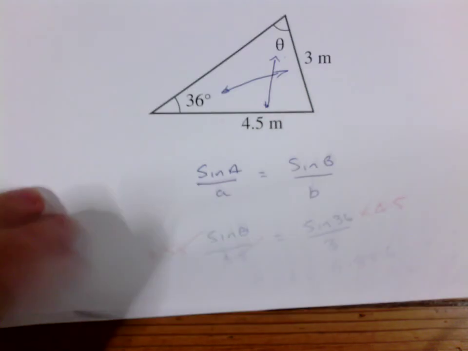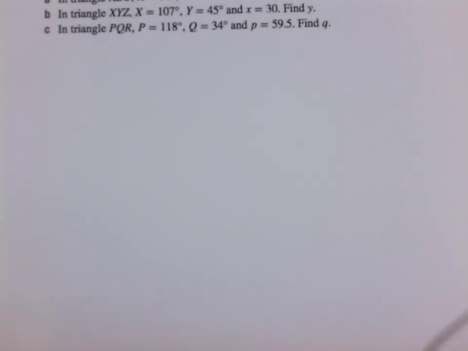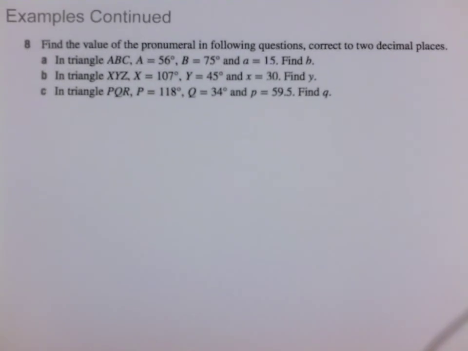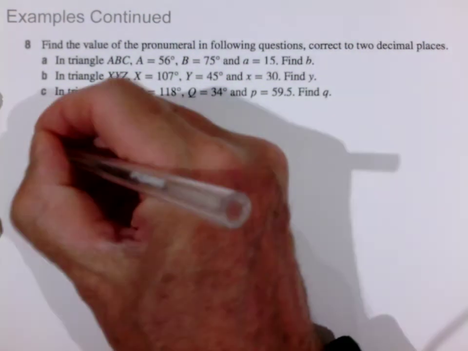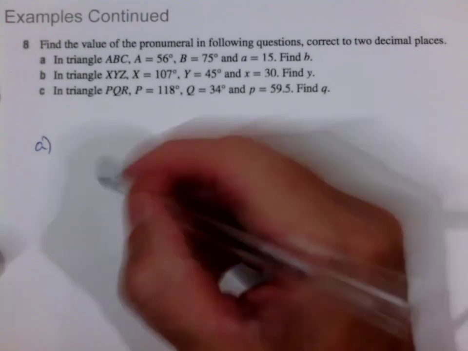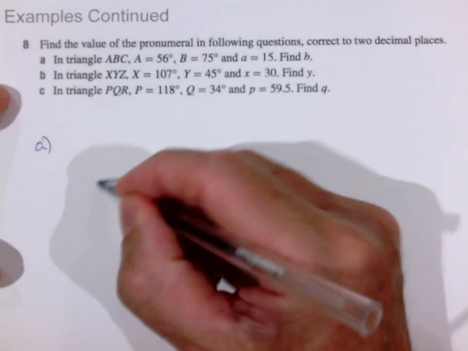So I've done a missing angle. Let's do these, and we can see the only difficulty with this one is there's no drawings there. So we've just got to do the drawings, right? That's not going to be hard. Let's do A first of all. In the triangle ABC, I'm going to draw a triangle ABC.